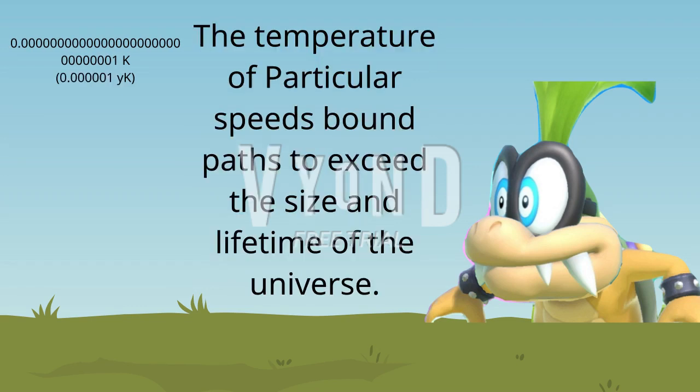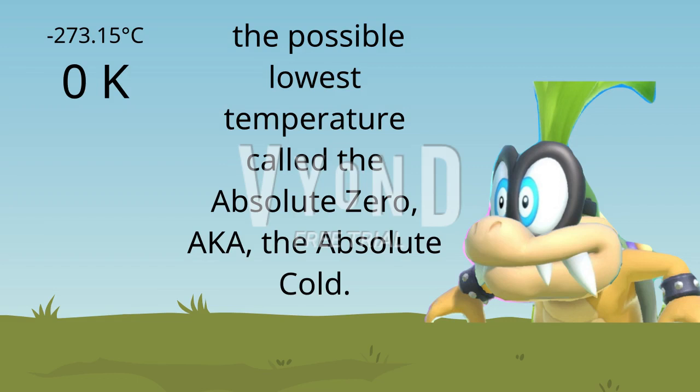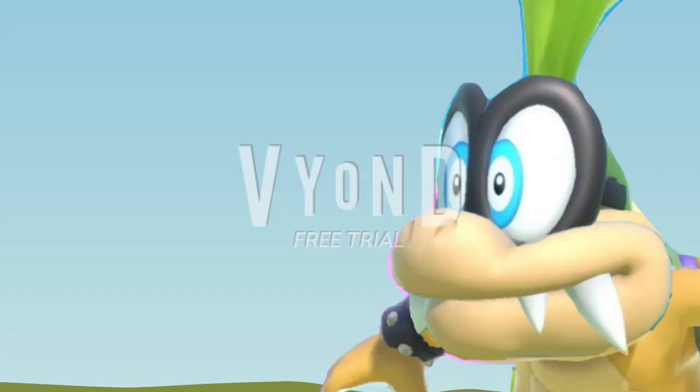The temperature of particular speeds bound paths to exceed the size and lifetime of the universe to 1 nonillionth of a Kelvin, that's 0.000001 yoctokelvins. At minus 273.15 degrees Celsius or 0 kelvins, we have reached the possible lowest temperature called the absolute zero, aka, the absolute cold. If the Earth reaches absolute zero, then it'll be a frozen ball of frozen wasteland, making it really impossible to survive for humans.